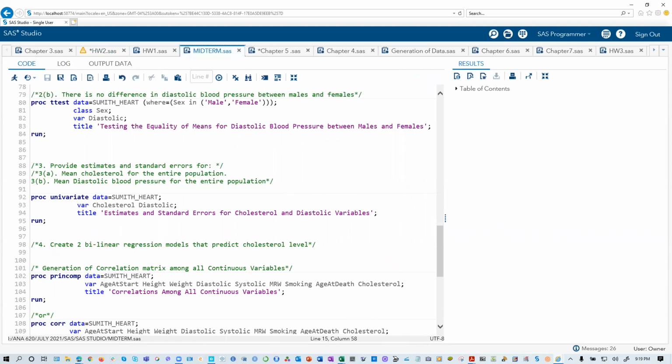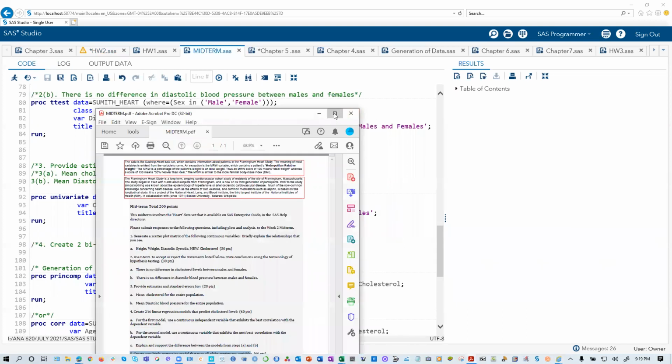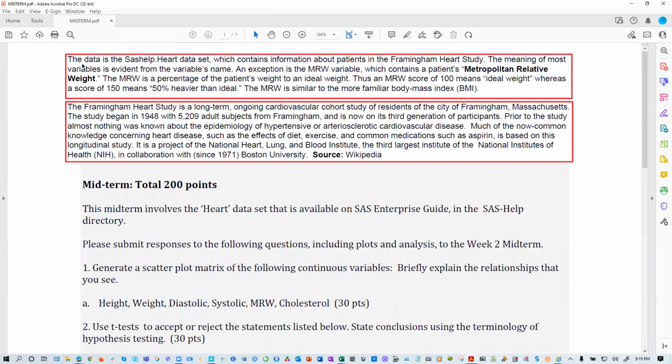On the midterm, again, I added the version with all the description. That one has been added, okay. This one is already uploaded into Brightspace, you can see. The data set, the SAS heart data set, contains information about the patients in the Framingham Heart Study. This Framingham Heart Study is a long-term, ongoing cardiovascular cohort study of residents of the city of Framingham, Massachusetts. The study began in 1948 with this many subjects, and now it's in its third generation.